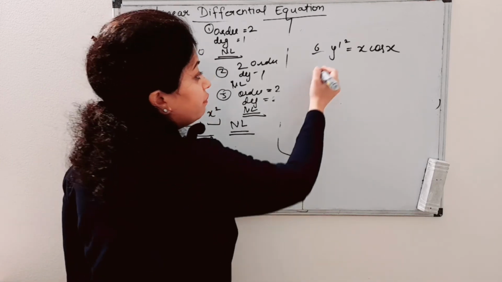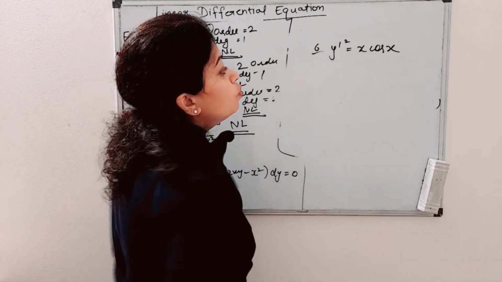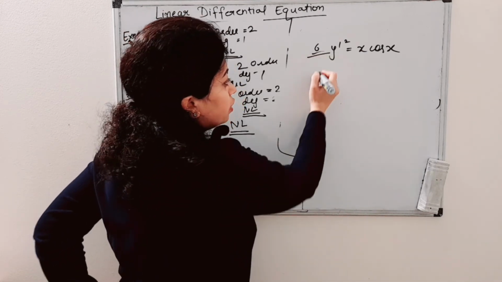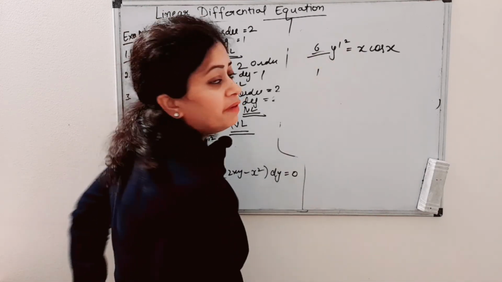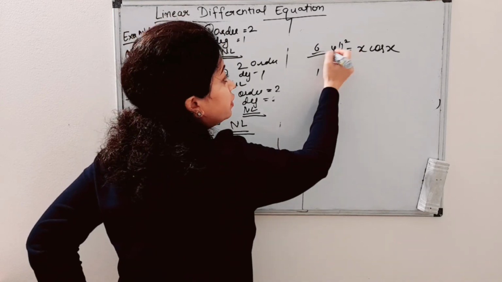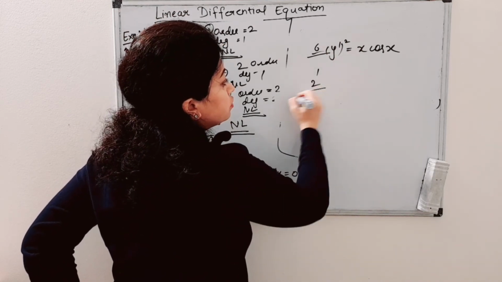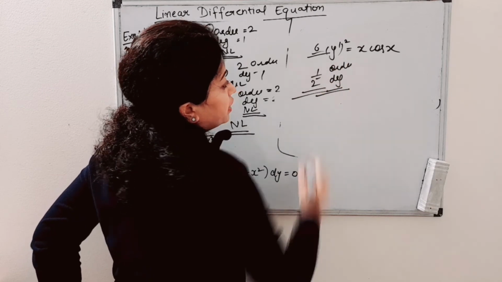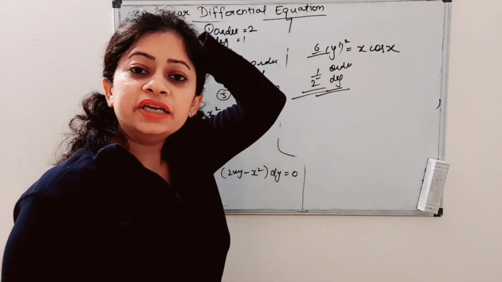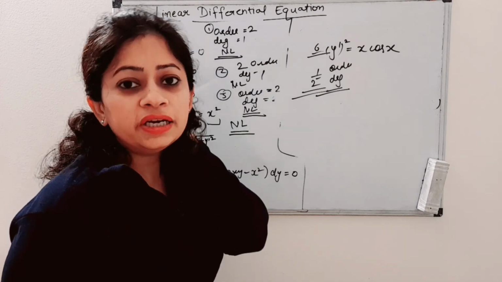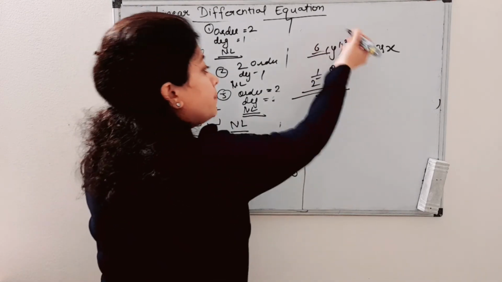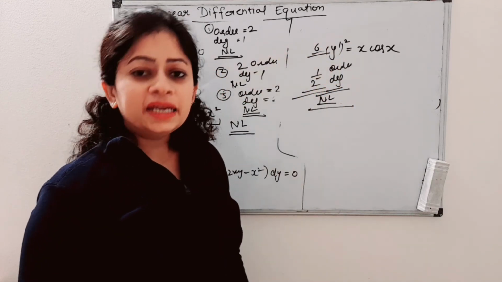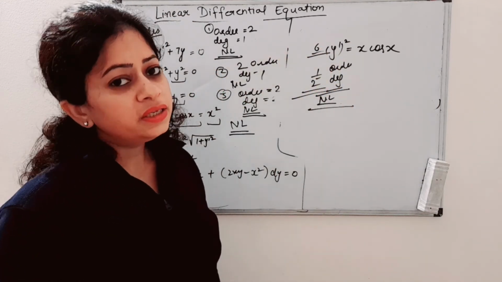Okay, so here we have y dash square is equal to x cos x. So what is the order? Order is 1, because highest derivative is 1, power is 2, so degree is 2. Order 1, degree 2. And is this linear or non-linear? So this is non-linear. Why? Because it has a power of a derivative, so it is non-linear.